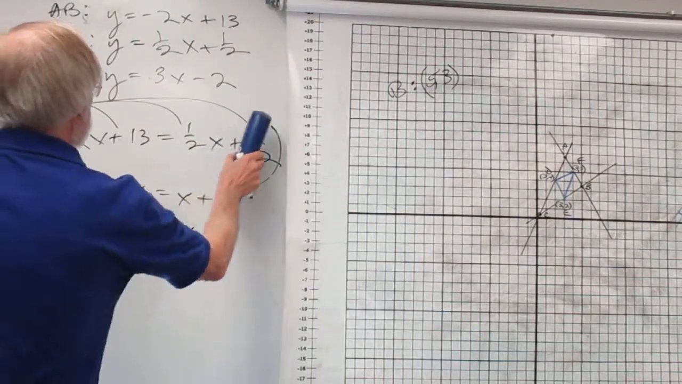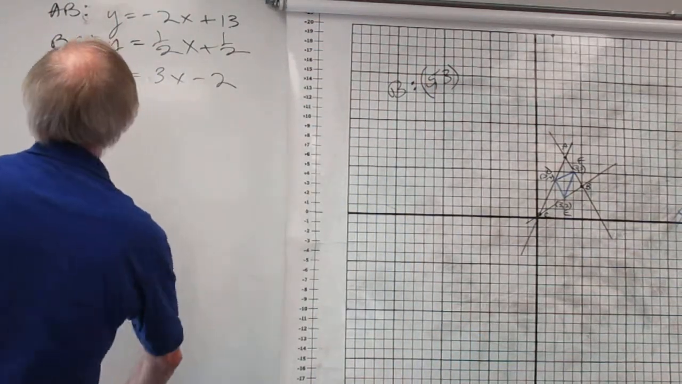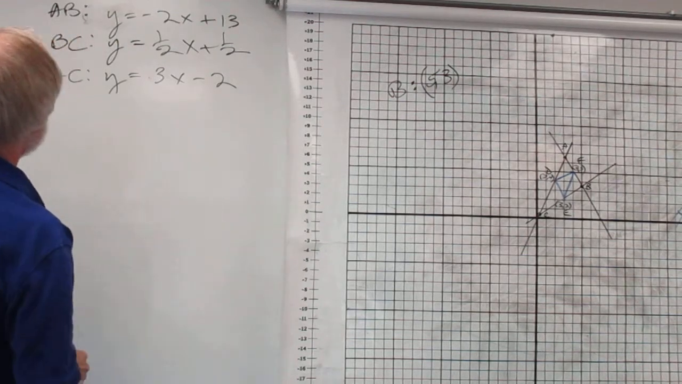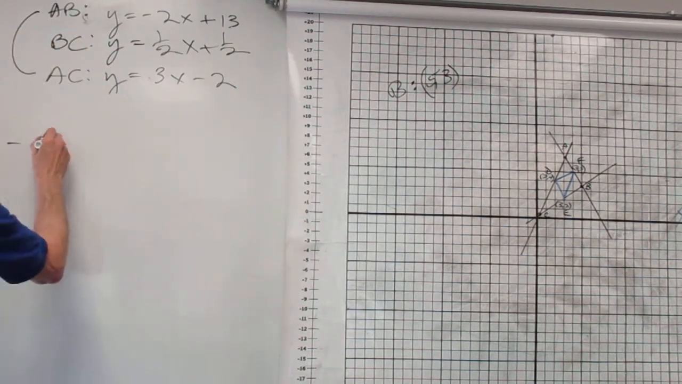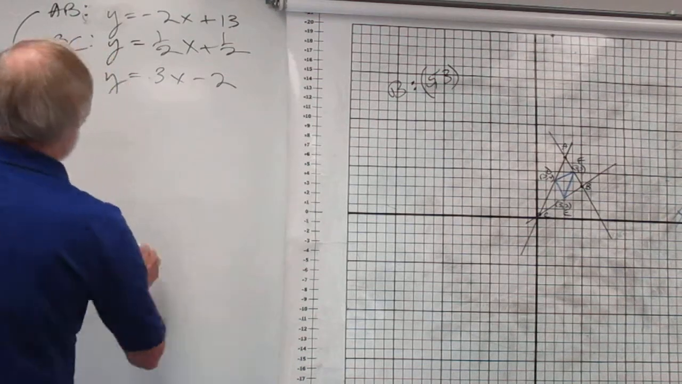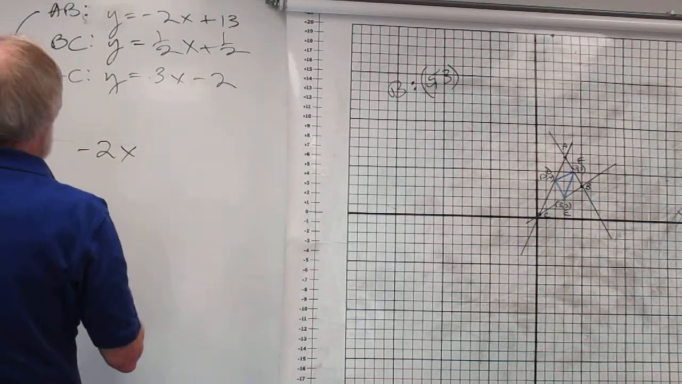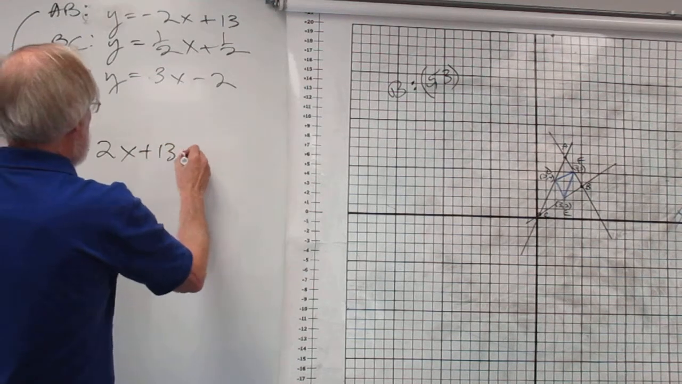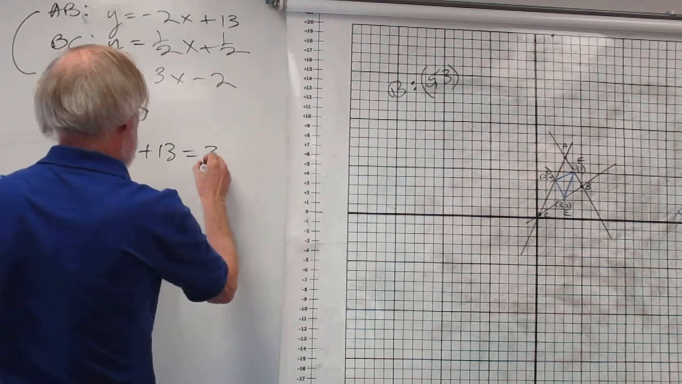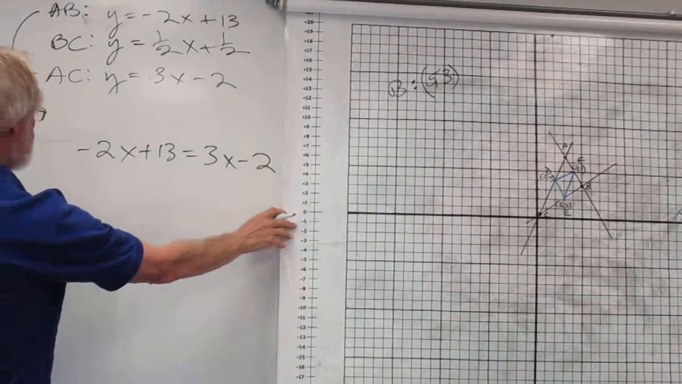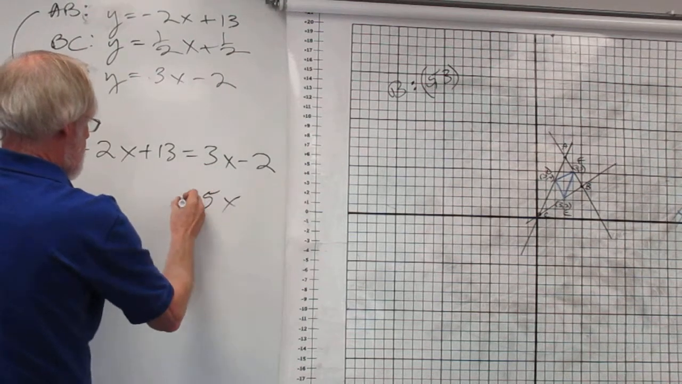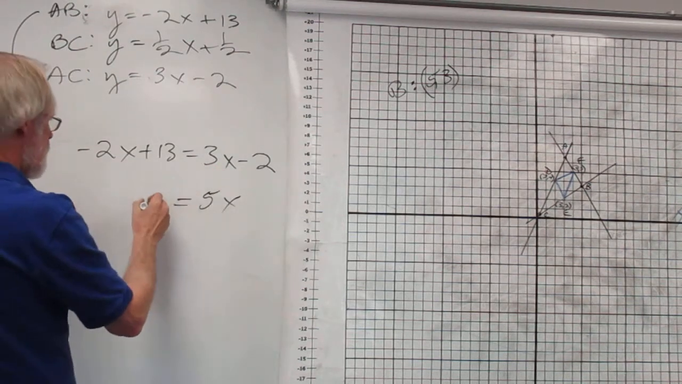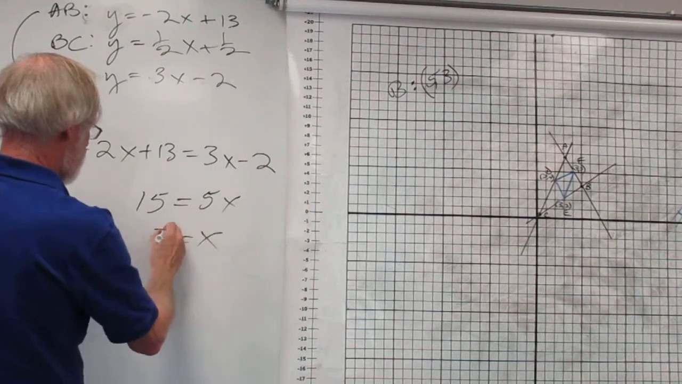All right, the next one we'll do is, let's see, we used these two. Let's use these two, AB and AC, to find point A. So negative 2x plus 13 is equal to 3x minus 2. All right, and that would be 5x. If I add the negative 2x, equals 15, so x equals 3.